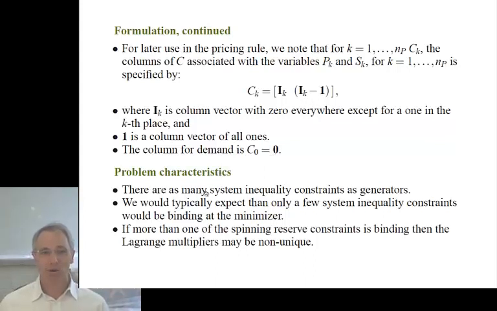Notice that in this problem there are as many system inequality constraints as generators, and we typically expect that only a few of them would actually be binding, perhaps only 1 or 2. If more than one of them is binding, then the Lagrange multipliers may be in fact non-unique.